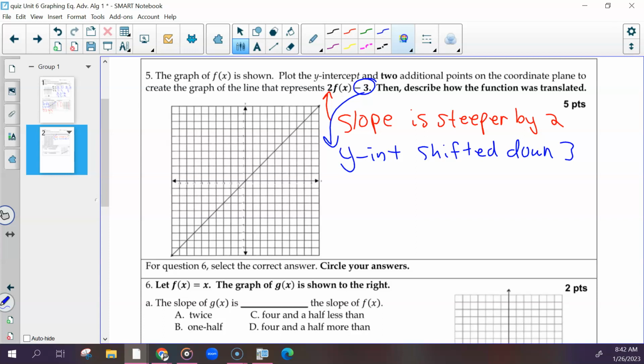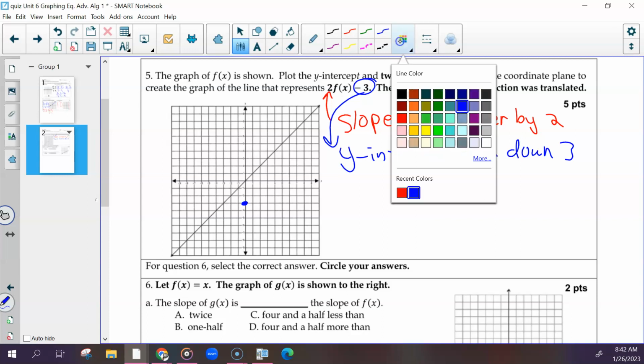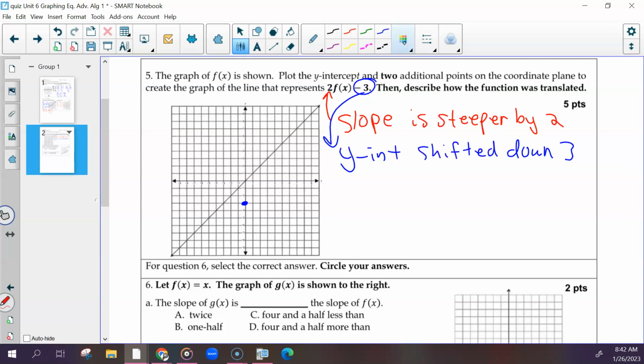Start with your y-intercept and move down 3. And then you just needed 2 other points. What points didn't matter. You can go up 2 to the right one, down 2 to the left one, you could go up 2 again, it does not matter. But you just needed 3 points. So the 5 points were, did you describe the 2 things correctly? Did you plot the 3 points correctly? Questions on that one?